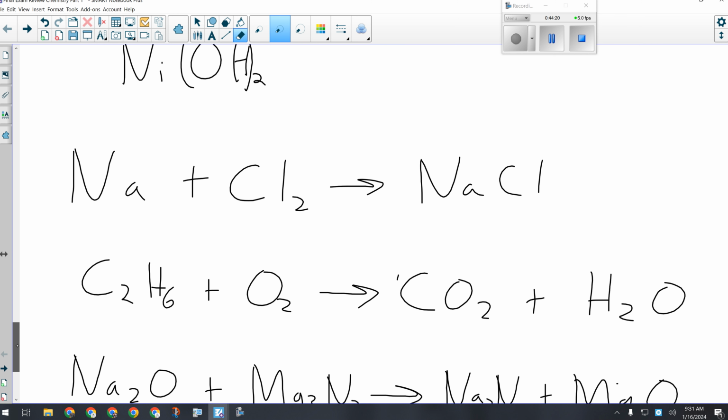What kind of reaction is the first one? Synthesis. Is it balanced? What do I need to balance first? Chlorine, biggest number, right? So what do I put here? What do I put here? 2.